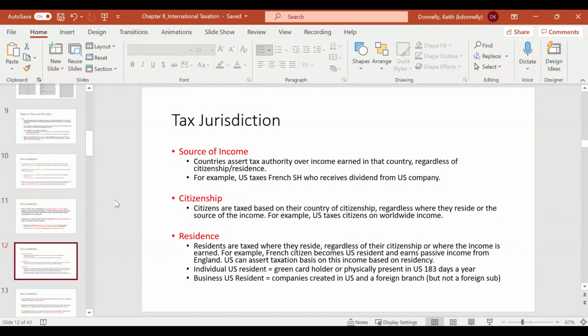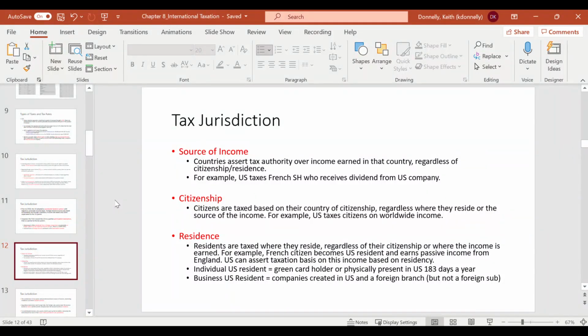Countries can assert tax authority over income earned in that country, the source of the income, regardless of the citizenship or residence. So the U.S. may tax a French shareholder who receives a dividend from a U.S. company. The source of that income was in the U.S., therefore we're going to have tax jurisdiction over it.